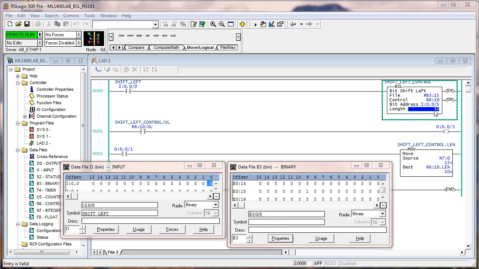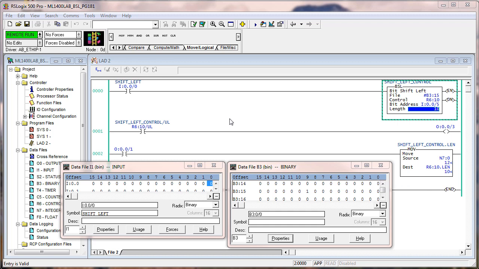Okay, we went back to a length of 10. I added this rung, that when this rung is true, it will move whatever's in the integer word N7:0, which happens to be 12 right now, into the length word of the control element R6:10. So if we were to toggle one more time, we're in bit 9 now, we have a 1 in bit 9. If I were to toggle shift left one time, it would go from the 10th bit to the 11th bit, bit 9 to 10, and the unload bit would turn on.